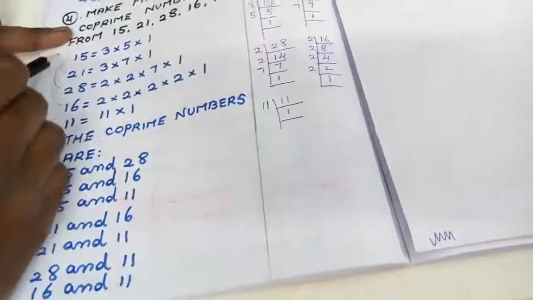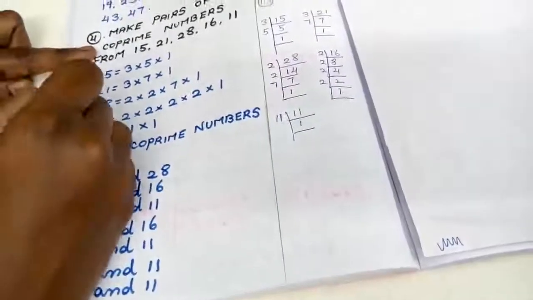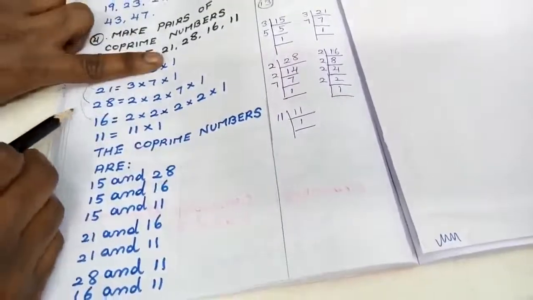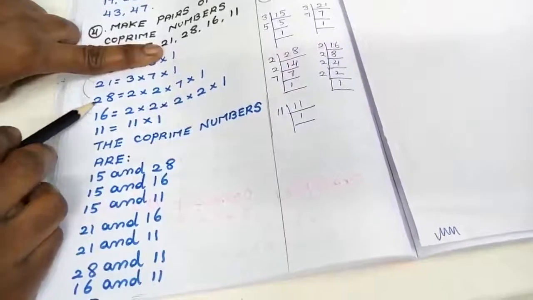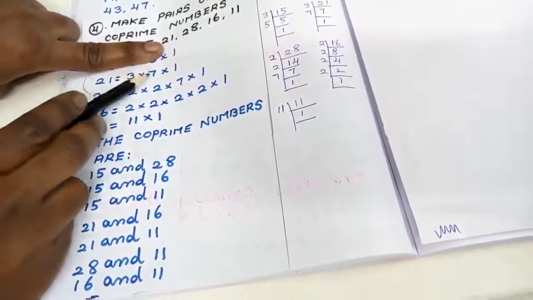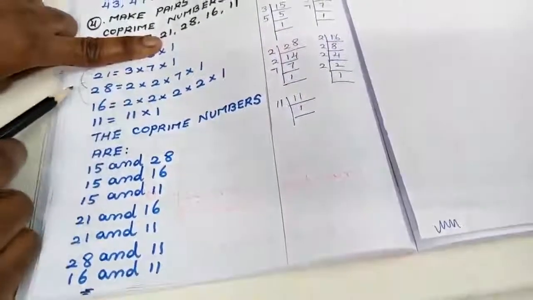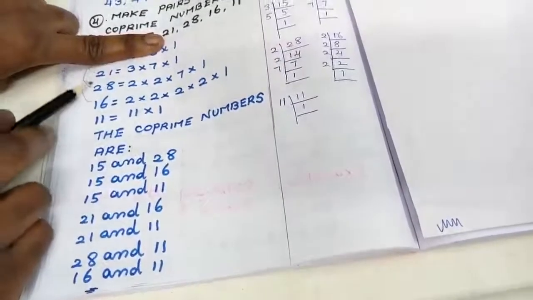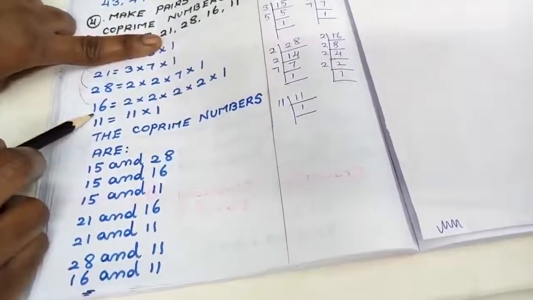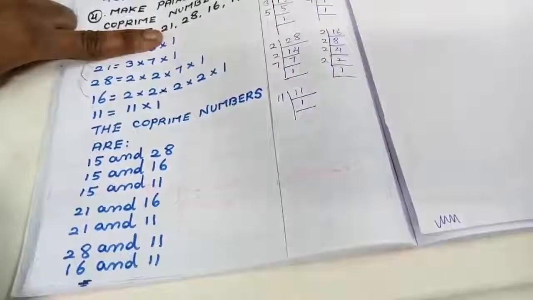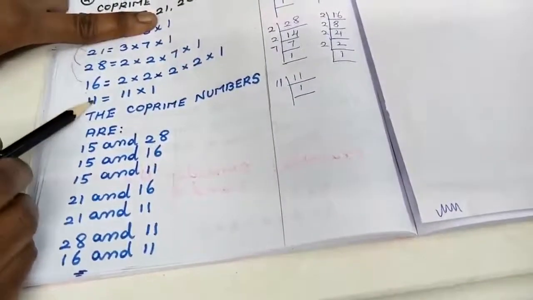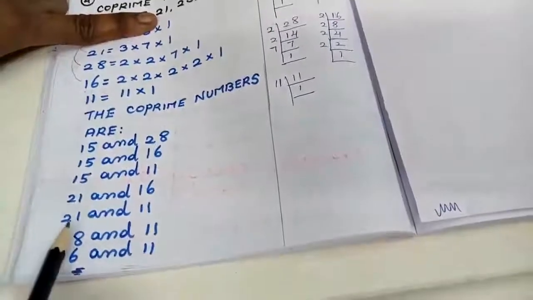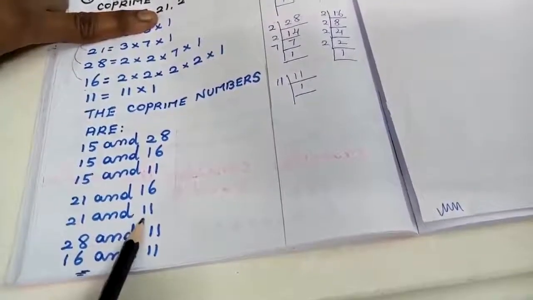Once 15 is over, I will just remove this 15. Then I'll just close this one. And the next one is, I will be taking 21. 21 and 28, while I am comparing, 7 is common, so I will not match it. 21 and 16, while I am comparing, nothing is common other than 1. So 21 and 16 I will be writing here. 21 and 11, nothing is common, so 21 and 11 are co-prime values.